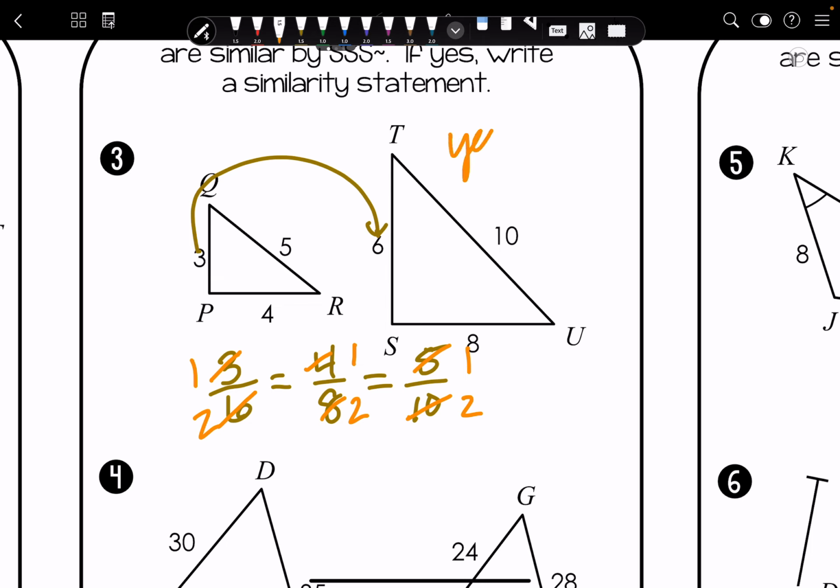So yes, by side-side-side similarity, triangle QPR is similar to triangle TSU.